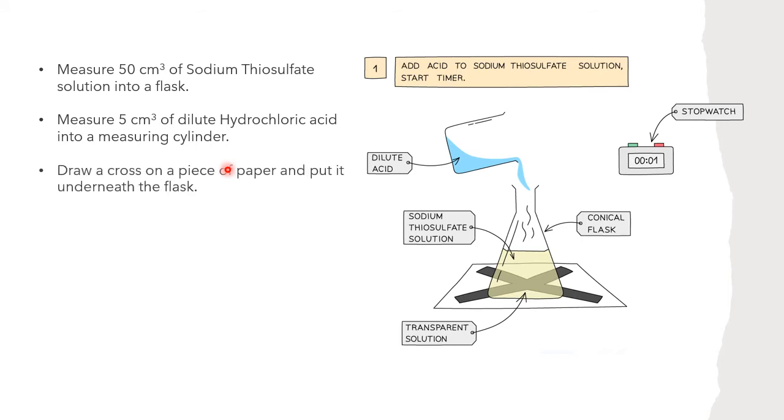Subsequently kita tambahkan, tuangkan. Yang ni kita dah buat tadi lah, draw a cross on a piece of paper and put it underneath the flask. And then subsequently we add acid into the flask and immediately start the stopwatch. Maksud bila once the material semua bercampur, reaction akan start lah. So stopwatch tu mesti dimulakan.